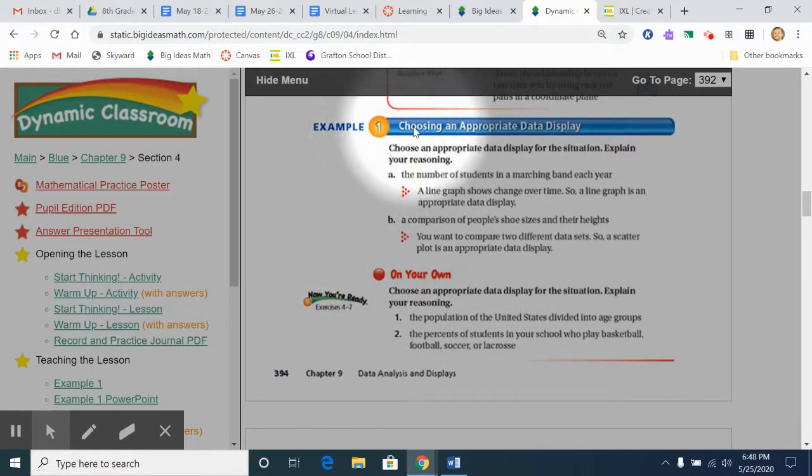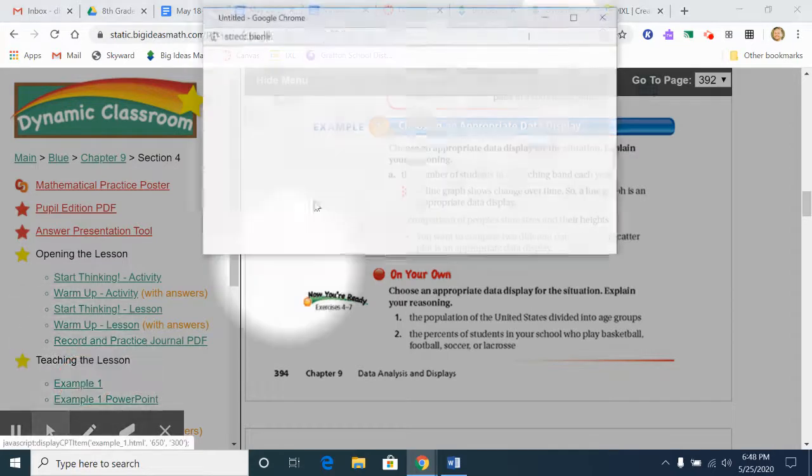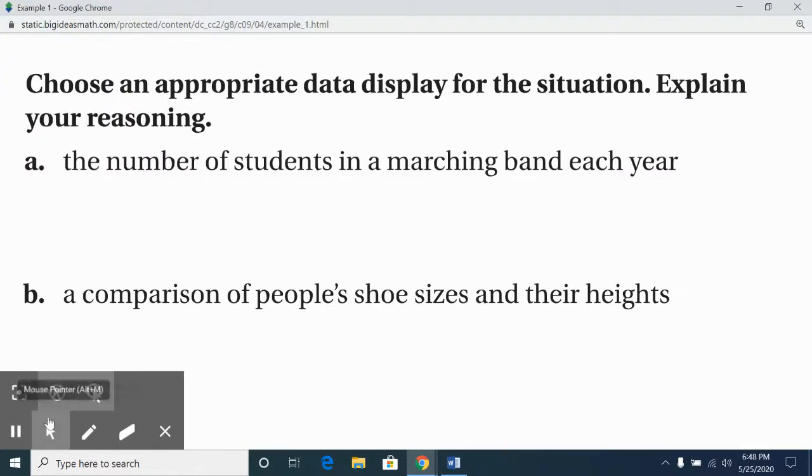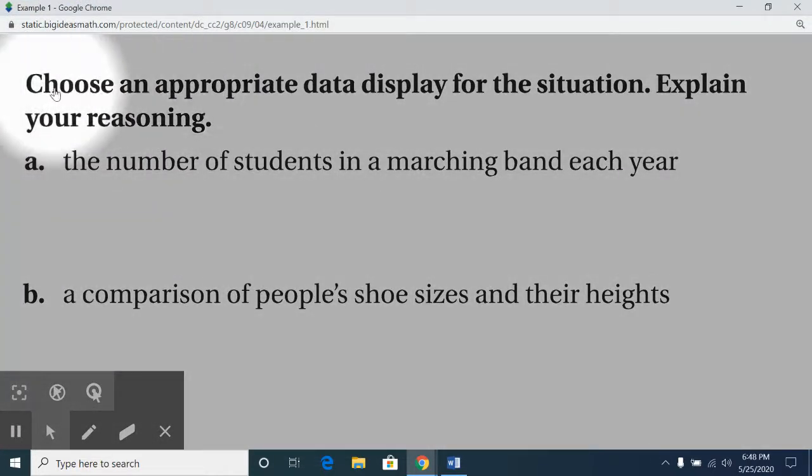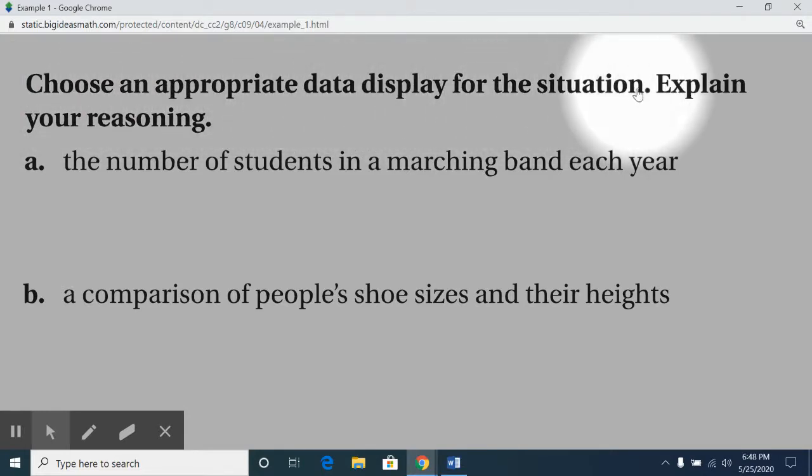Example one says that we're going to be choosing an appropriate data display. They're going to give us a scenario. It says choose an appropriate data display for the situation and explain your reasoning. I just want you to know that there are multiple possibilities for answers here. You're just choosing one appropriate data display for the situation and saying why you chose it. Now, the book starts with the number of students in a marching band each year.